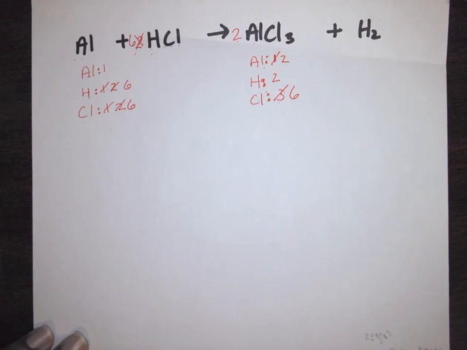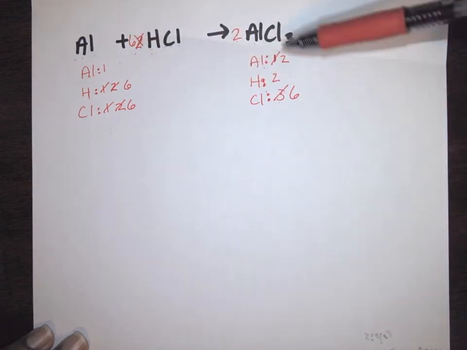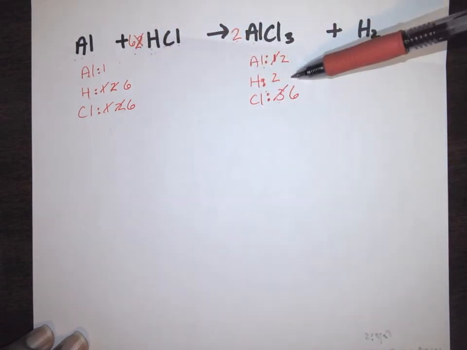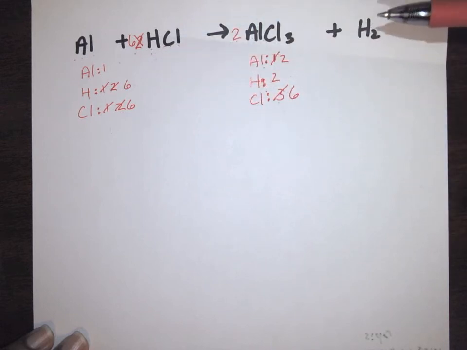All right, well, let's go ahead and check to see where we're at. So now my aluminums are not right. So I've got 1 aluminum and 2 aluminums. And my hydrogens are not right either. I have 6 and I have 2. My chlorines are looking good, but the rest of it isn't. So let's go ahead and see if we can correct that.